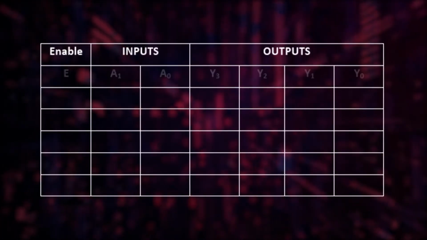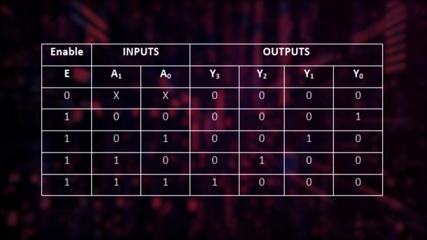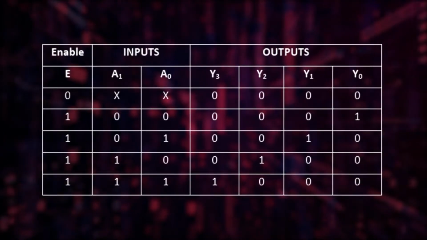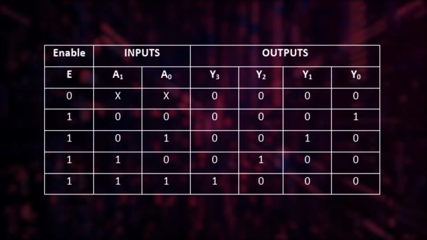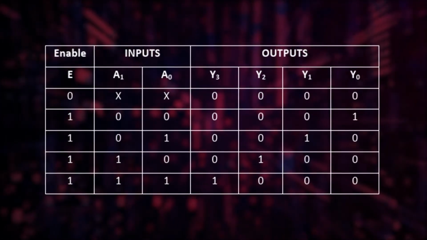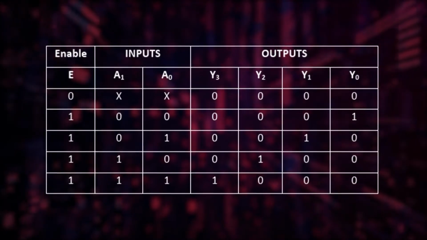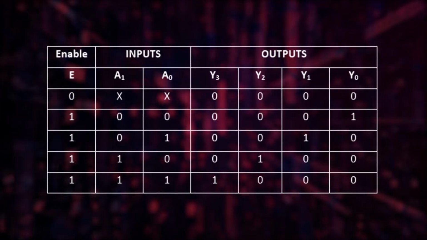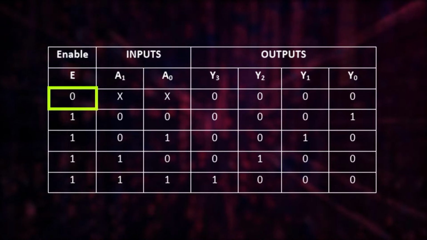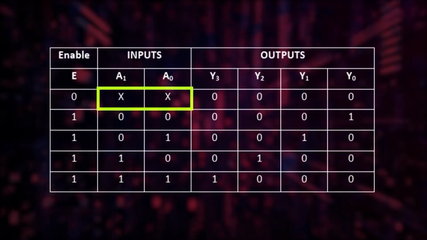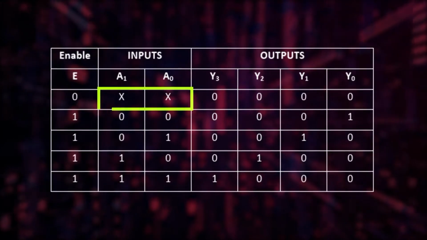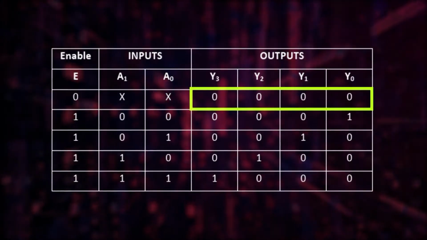Next, we are going to see how to write the truth table for this 2 to 4 line decoder. Let us write all inputs A1, A0 and the enable signal E. The 2-bit binary combinations are 00, 01, 10 and 11. Now, what are the output values? When E equal to 0, the decoder doesn't function. So, we write the inputs as don't cares and it doesn't output anything. Enter 0 for that case.